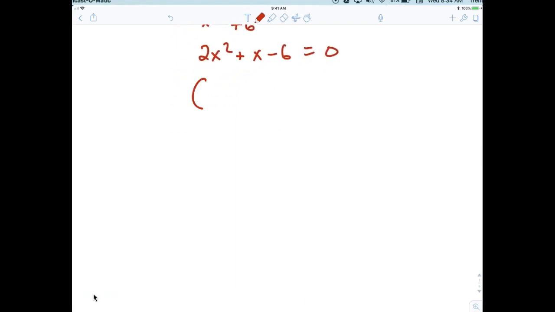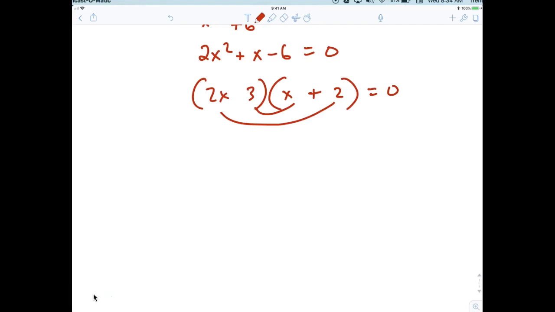So we have 2x and x. Then we have 4 and 3, plus minus. x equals 3/2 or x equals negative 2. It's not hard. Yes? Why is it plus 6? I mean, plus x minus 6. 2x squared plus. Oh, okay.